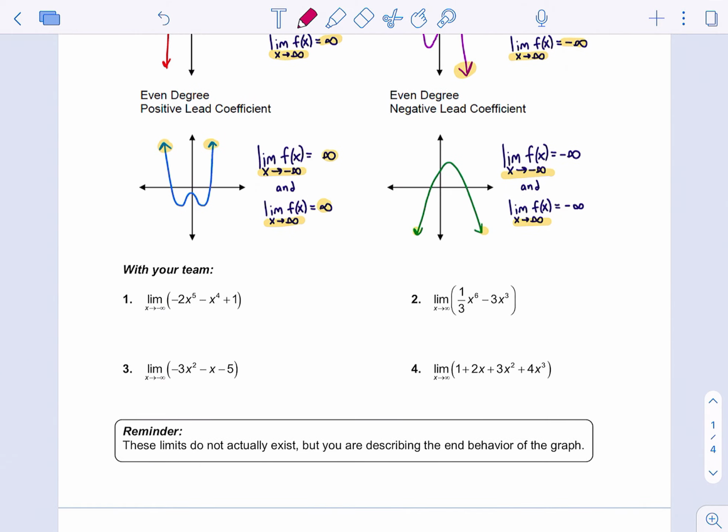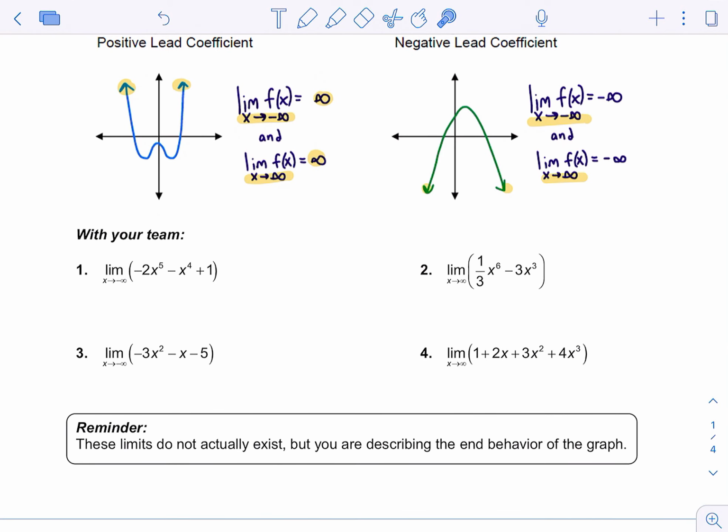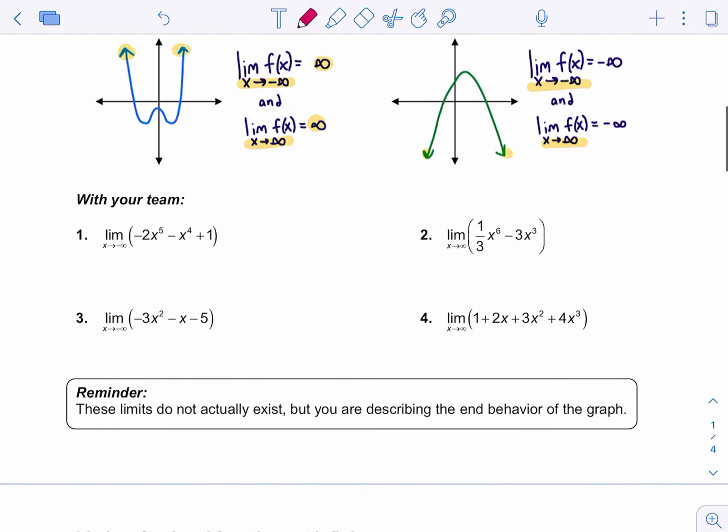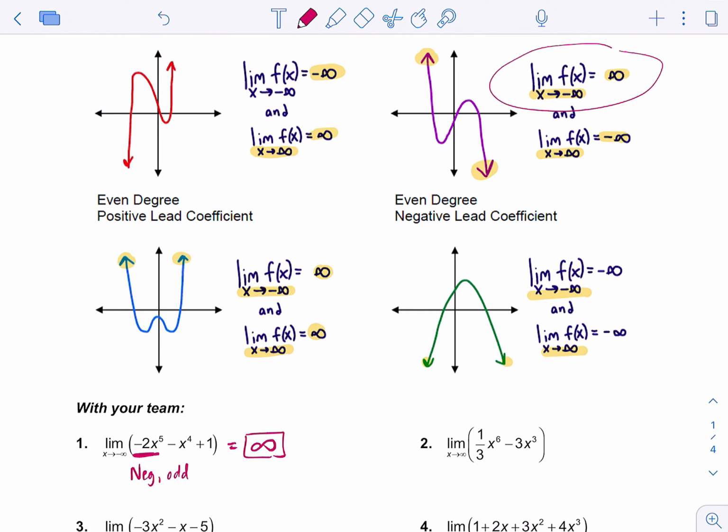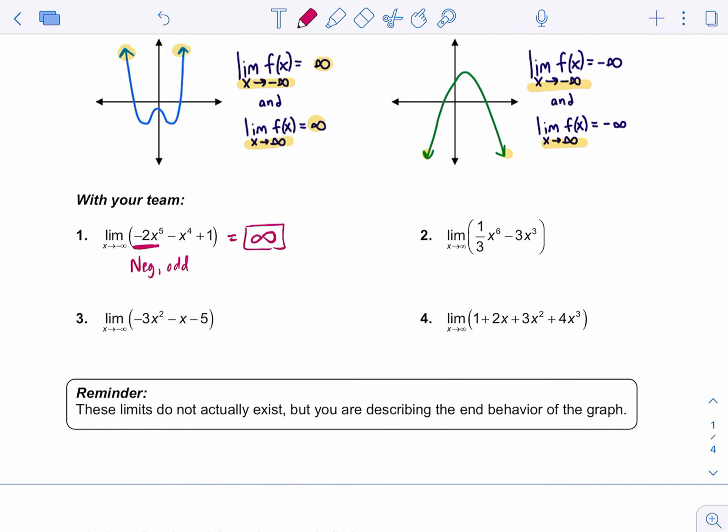So the limit as x goes to infinity of negative 2x to the fifth minus x to the fourth plus 1. What we want to think about is the lead coefficient. It is a negative odd. For negative odd, that means that on the left it's going up and it ends going downwards. And so then as x goes to negative infinity, this would start going toward positive infinity. It's opposite of what we think. That's going to be this one right here. So it would look something like this. All right, let's do the next one.